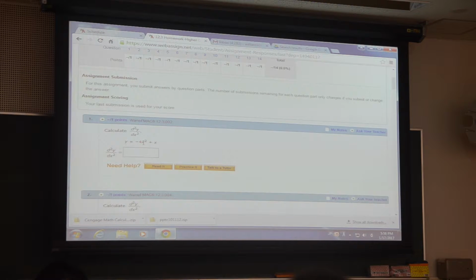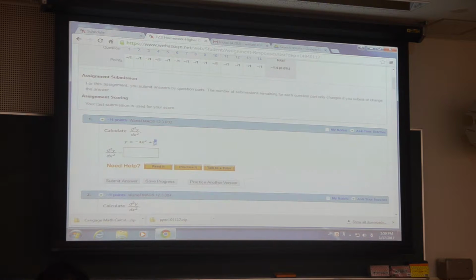So what's the answer to this? The second derivative. So the first derivative is what? Minus 8x plus 1, right? First derivative. This one is minus 8x plus 1. So the derivative of that is what? Minus 8. Let's just do that on the board quickly.